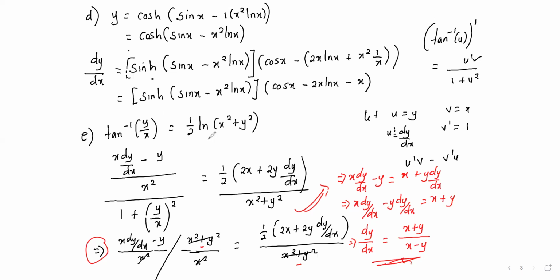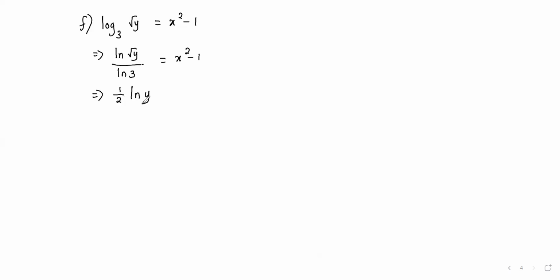So we go to F. F: log base 3 of root y equal to x squared minus 1. You first write this as ln root y over ln 3 equal to x squared minus 1. If you want, you write it further as 1 over 2 ln y over ln 3 equal to x squared minus 1. Further as ln y over 2 ln 3 equal to x squared minus 1.